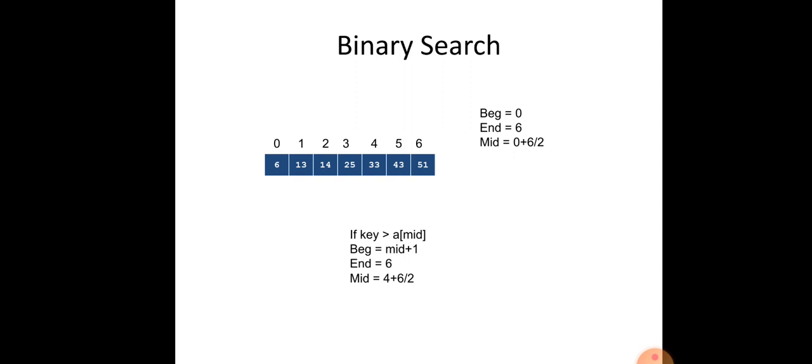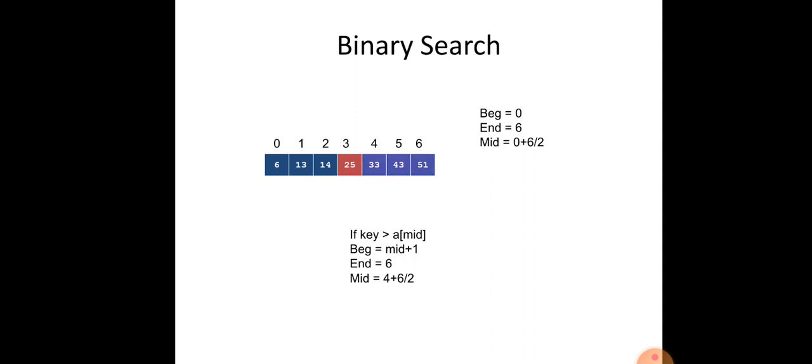Here the beginning equals 0 and the end equals 6, and the middle equals 0 plus 6 divided by 2. The third condition is if key is greater than a of mid, then beginning equals mid plus 1. So we consider the beginning value as the middle position plus 1, and the end value is the last element in the array. The middle value is then the beginning value, that is mid plus 1, which is 4, plus 6 divided by 2. So this is the last condition.